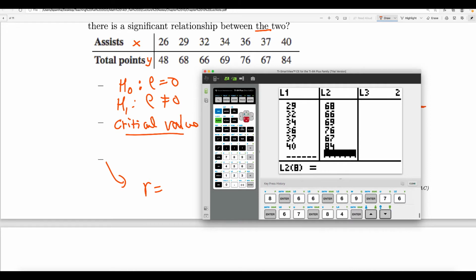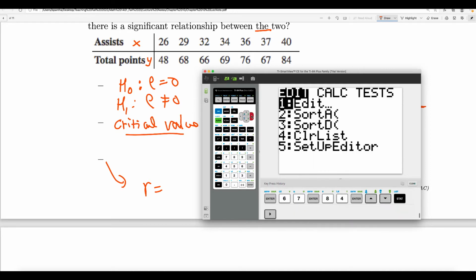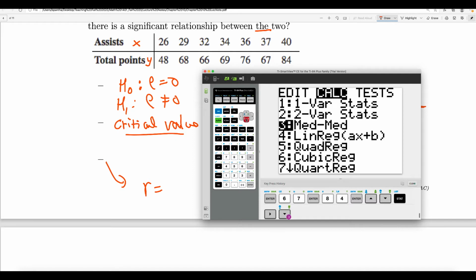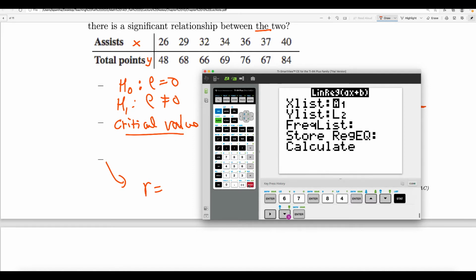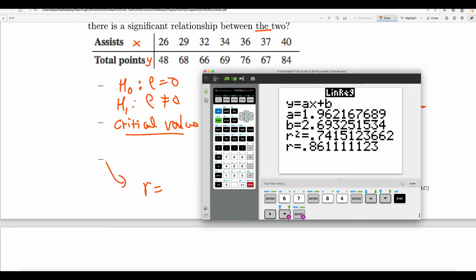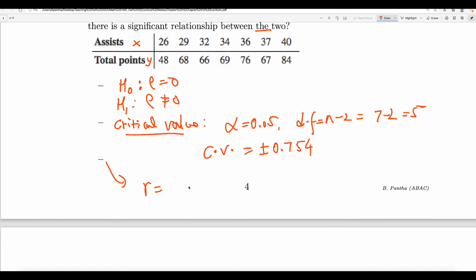Now what we do, go to the stat and then calc. Number 4, right? So y equals a x plus b. So x is entered in L1, y is entered in L2. There is no frequency, we don't do anything for store regression equation. And then r equals 0.8611. That's what I got.